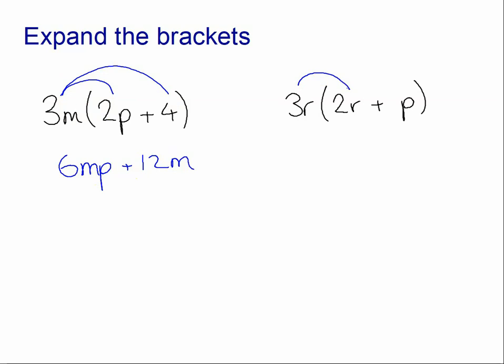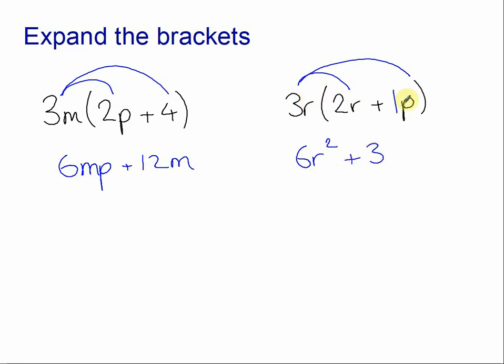Now, next one. 3R times 2R. Okay, so let's do the numbers first. 6. But now we have a repeated letter. So R times R. Instead of writing RR, we're going to write R repeated twice, R squared. Now, if you get stuck with this one, you can put a 1 there if you like. So it's 3 times 1, which is a positive 3. So I'm writing a positive 3.